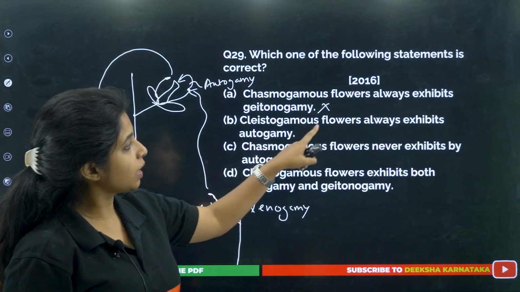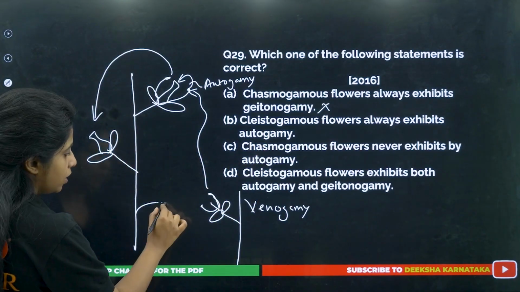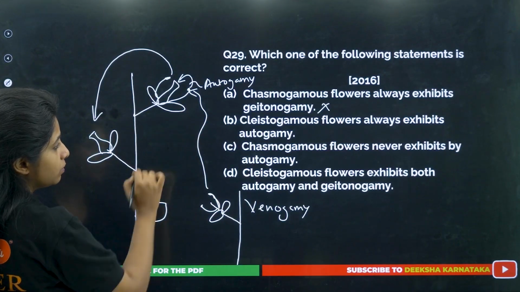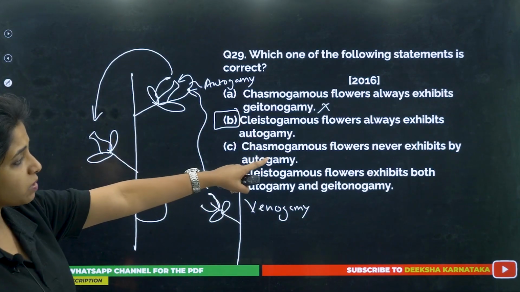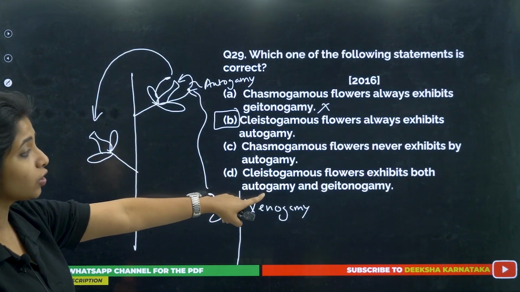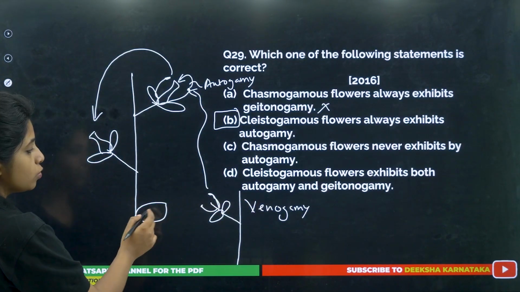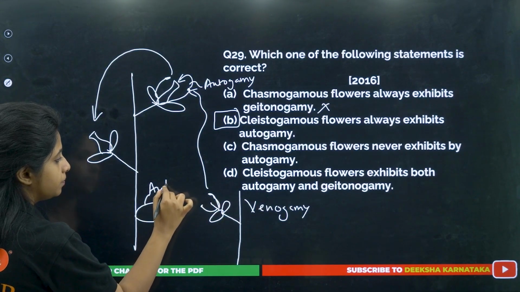Okay. Now, cleistogamous flowers always exhibit autogamy. Is that true? Yes. They are closed. They will always exhibit autogamy. This is entirely correct. But let's read the other options. Chasmogamous flowers never exhibit autogamy. No. Cleistogamous flowers exhibit both autogamy and geitonogamy. No, children. It is always closed. So how can you exhibit geitonogamy? It has to be just autogamy over here.